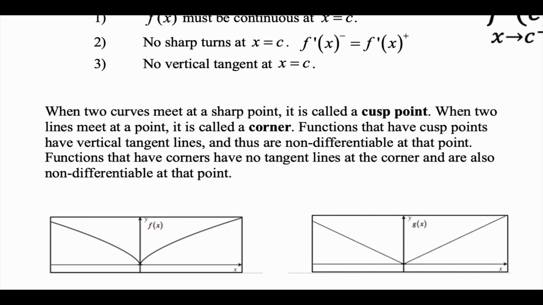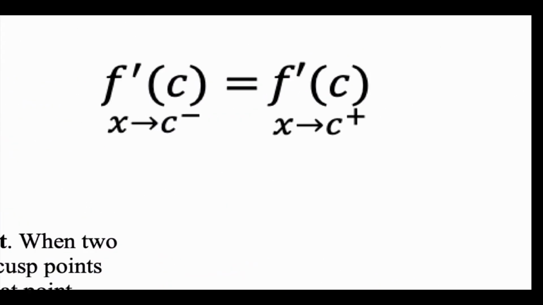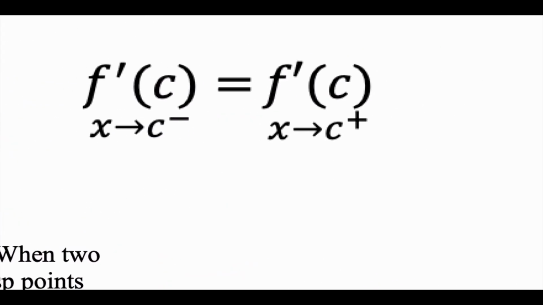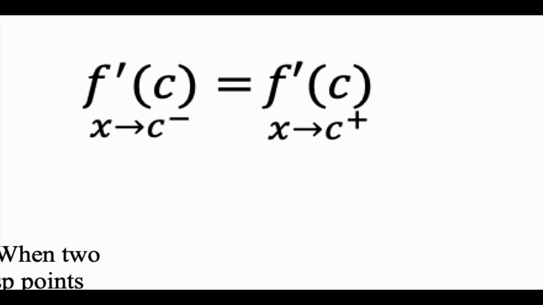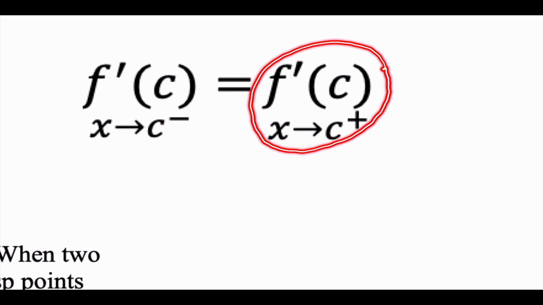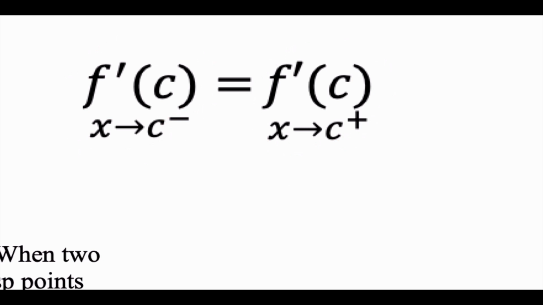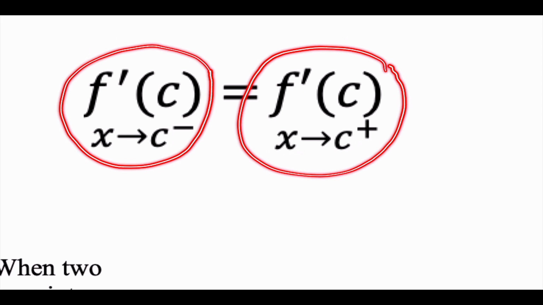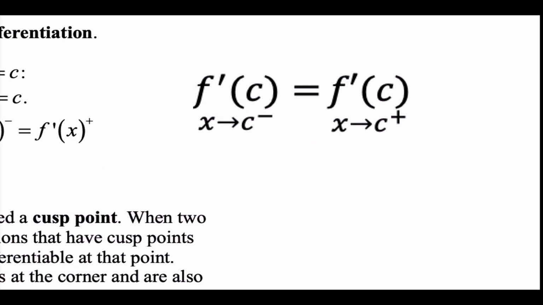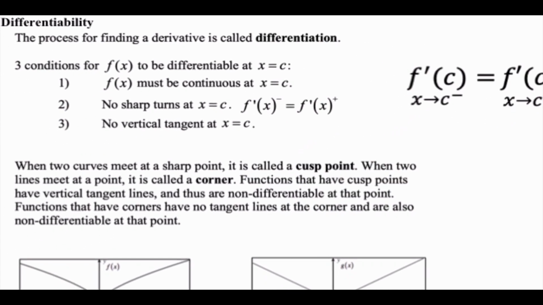The easy way to check to see if something's differentiable is we're going to find the derivative at a point going in from the left, and then we're going to find the derivative on the other side. If they're equal, it's differentiable. If one is not equal to the other, it's not differentiable. So this is kind of like continuity. The only difference is this has derivatives, so we have to find the derivative. Same thing we did with continuity, except we're finding derivatives instead of just checking continuity.